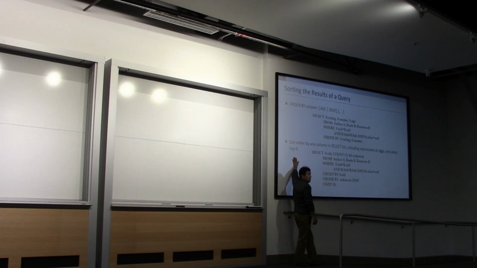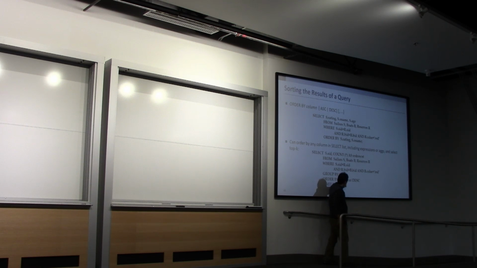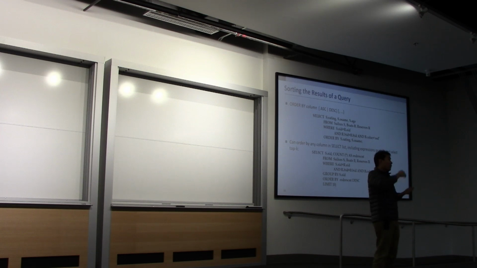You sort them based on... so in this case, what I'm doing, I'm using the red color boat, I'm finding the sailors, the number of reservations for each sailor on red color boat, the number of red color boat reservations a sailor has made. And I do this for all the sailors, and I want to sort this output, meaning the list of sailors, by the number of red color boat reservations he or she has made.